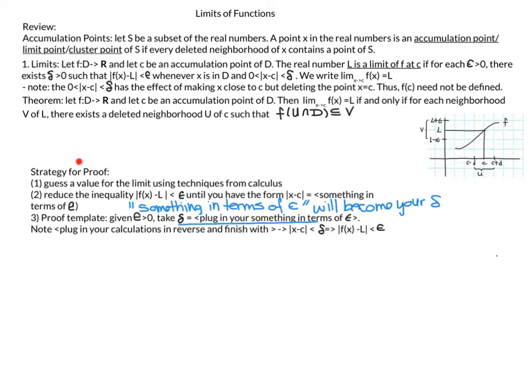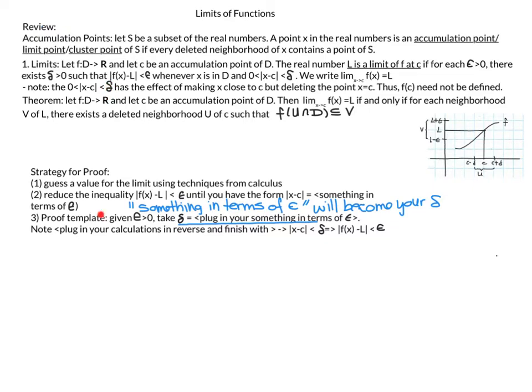So we have this strategy for a proof of limits, and this is very similar to the strategy we use when we're proving limits of sequences. The first step is to guess a value for the limit using techniques from first-year calculus. Then we look at the inequality |f(x) minus L| less than epsilon, and we work with it until we have the form |x minus c| less than something in terms of epsilon. That something in terms of epsilon is going to be our delta.